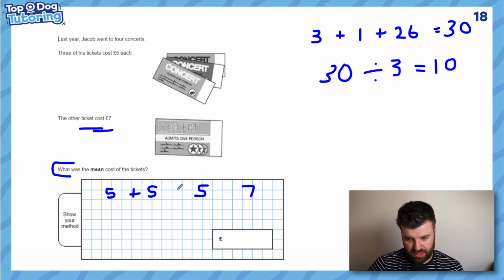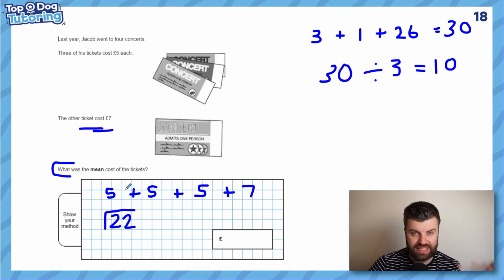We're going to add up the total cost altogether. 5 plus 5 plus 5 plus 7 is going to get us 22. And the final step here is to divide that by how many tickets there were, which is 4. 4's into 22. Now, straight away you're thinking, that won't work. This is money. Money can go into decimals. £22 and 0 pence. Let's put it in, see if it helps us.